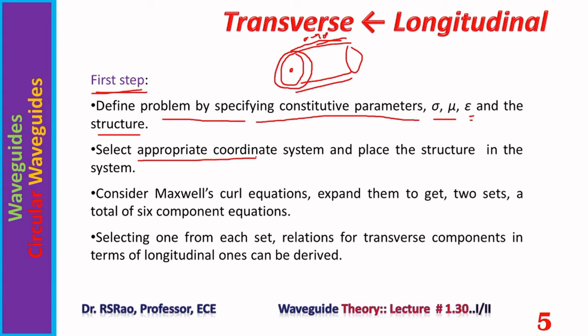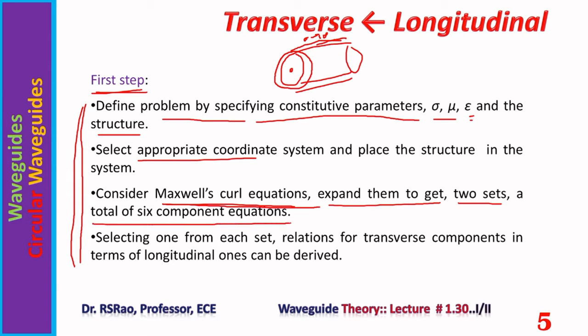The appropriate coordinate system we have already selected. It is cylindrical, as the structure exhibits cylindrical symmetry. We consider Maxwell's curl equations. This is preparation before going to the actual procedural steps; certain preparations are required to be made. Maxwell's curl equations are considered. We expand them to get two sets of a total of 6 component equations.